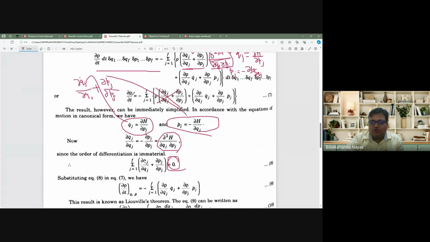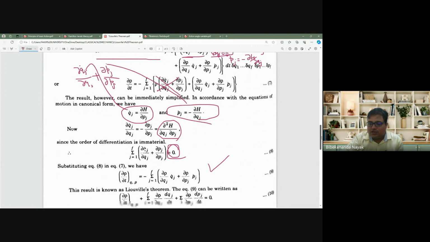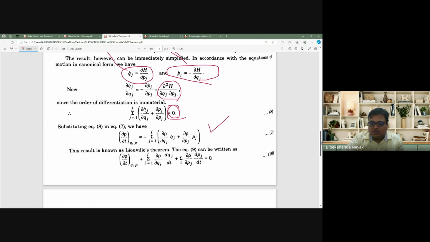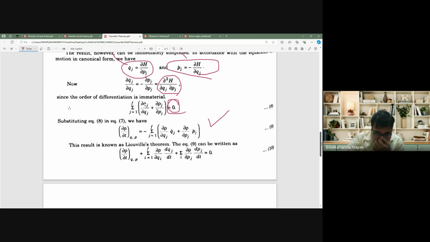So we found ∂ρ/∂t is equal to minus the sum over j from 1 to f of [∂ρ/∂q_j q̇_j + ∂ρ/∂p_j ṗ_j]. This result is known as Liouville's theorem. Because if you take one side, then it will be ∂ρ/∂t plus the sum over j of ∂ρ/∂q_j dq_j/dt plus ∂ρ/∂p_j dp_j/dt.